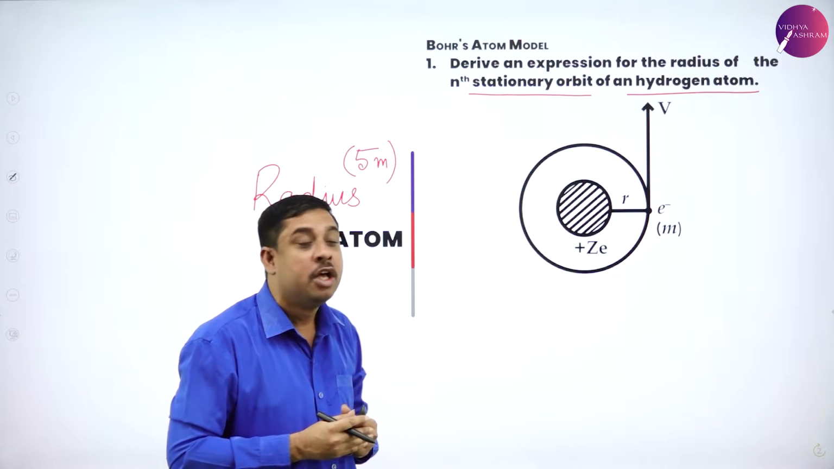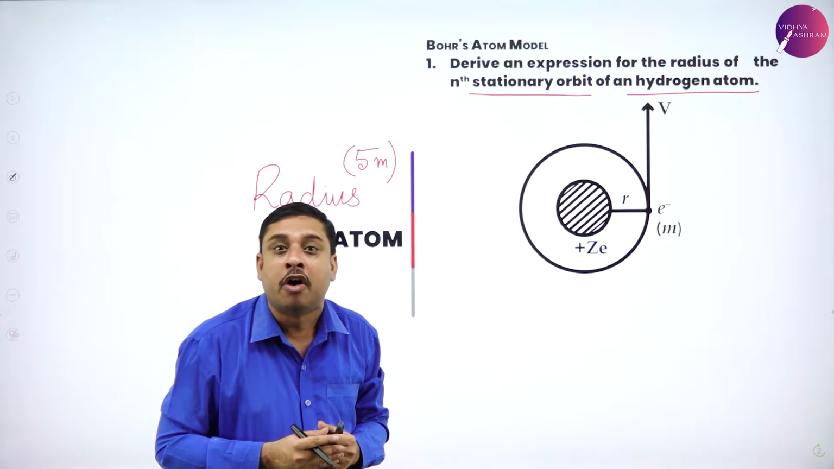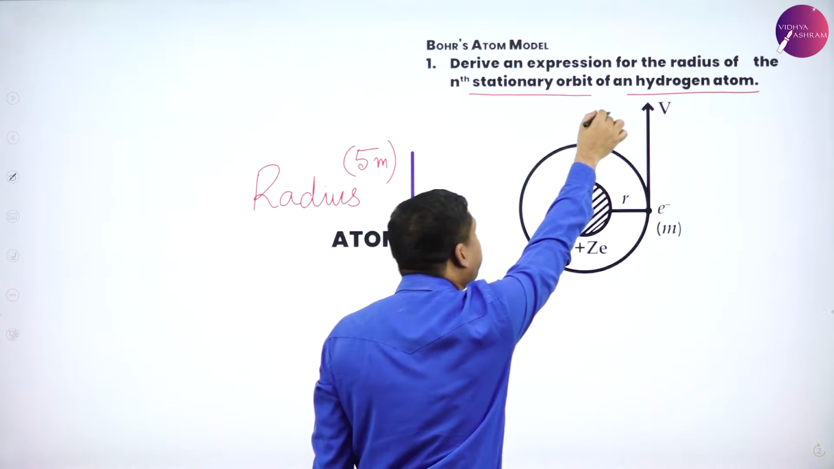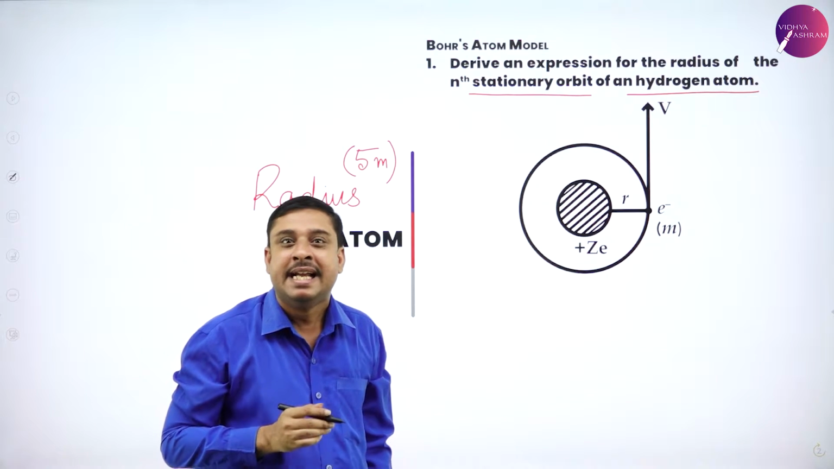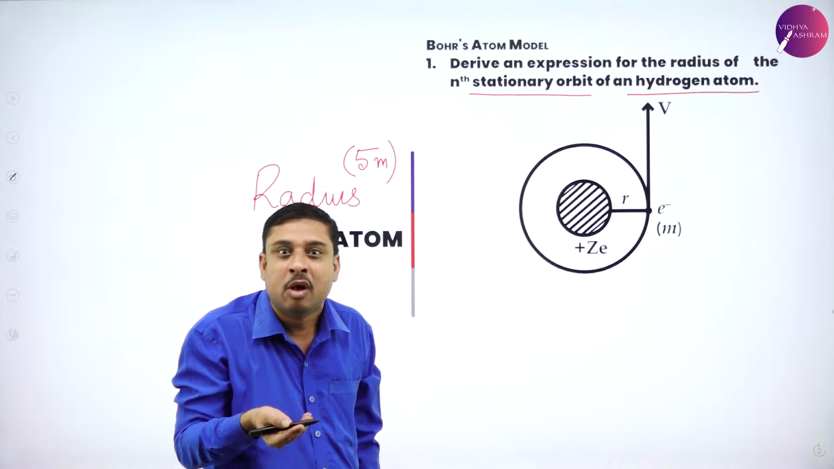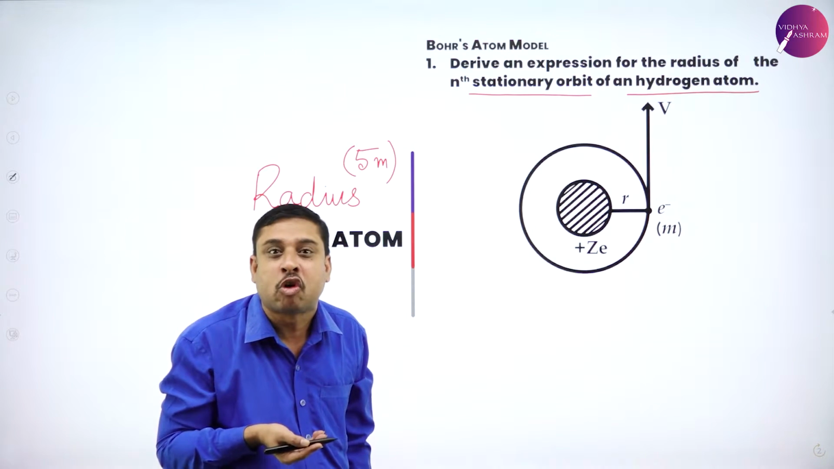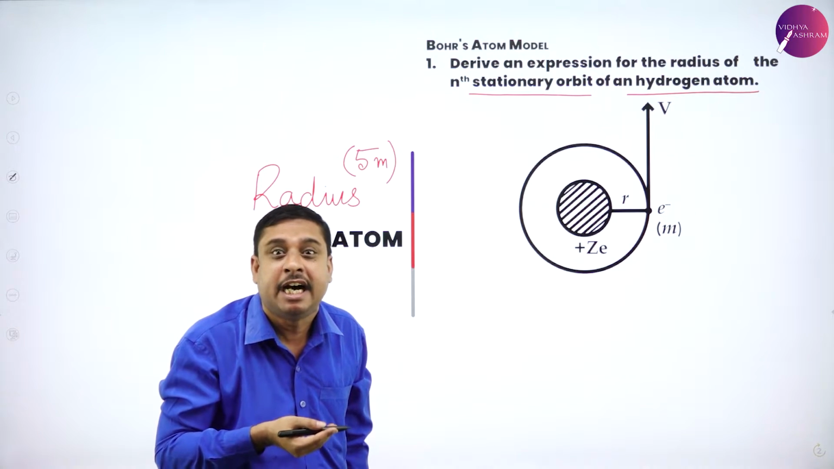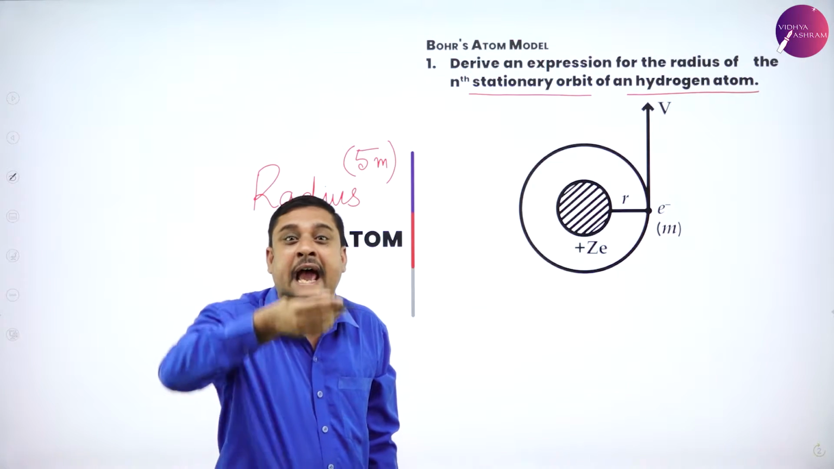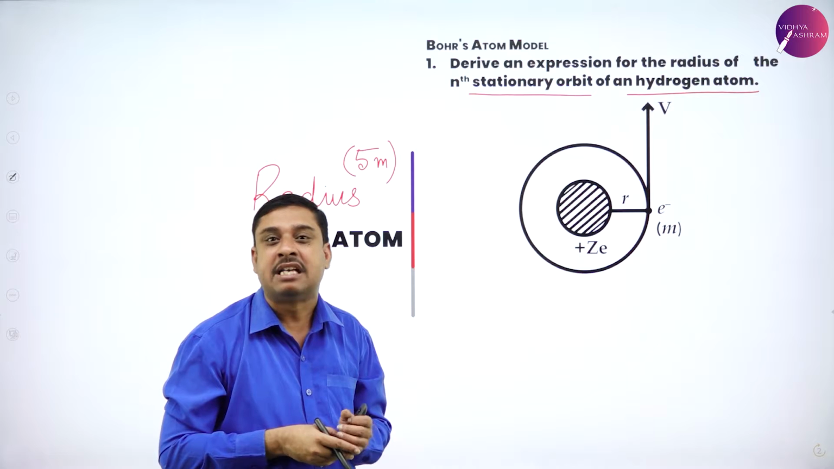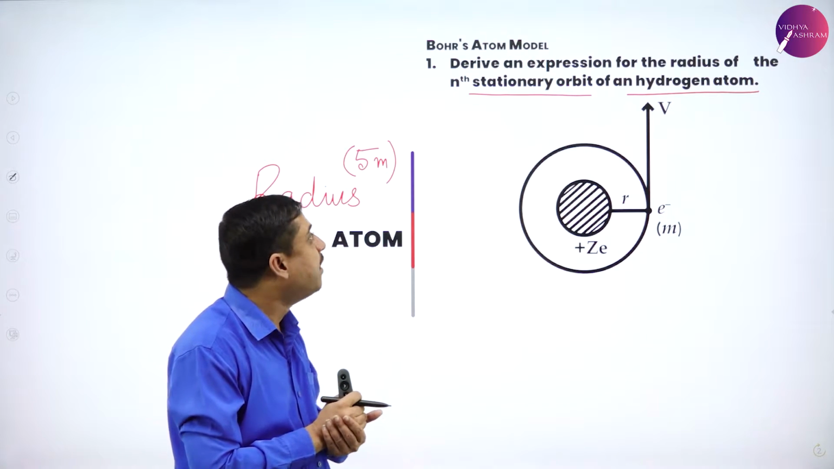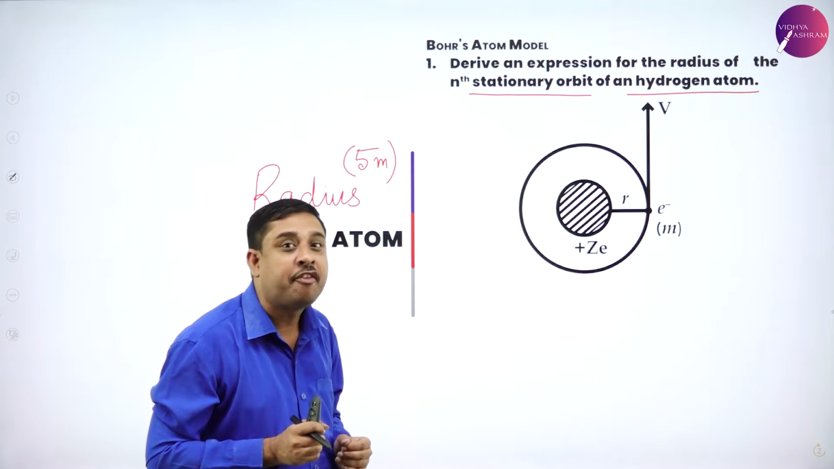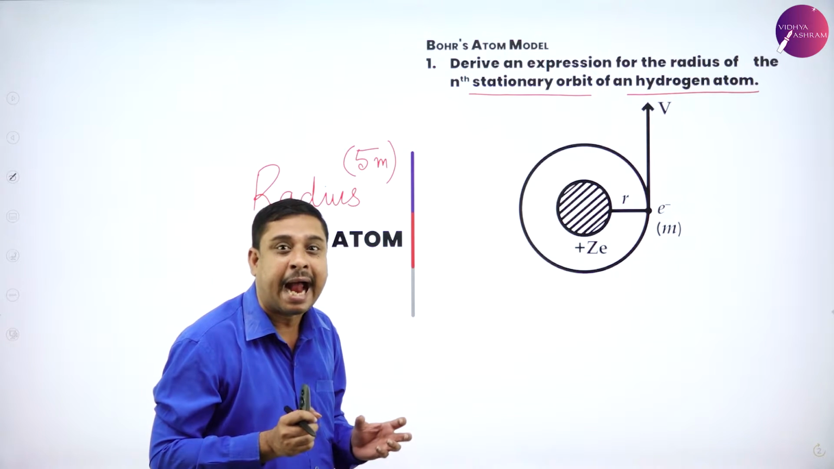Therefore, it is called stationary or non-radiating. Why specifically hydrogen atom? It is the simplest atom. 1 proton, 1 electron, easy to analyze. It is not complex in nature. So, we are considering hydrogen atom as the reference, and we derive the expression for the radius of the hydrogen atom.